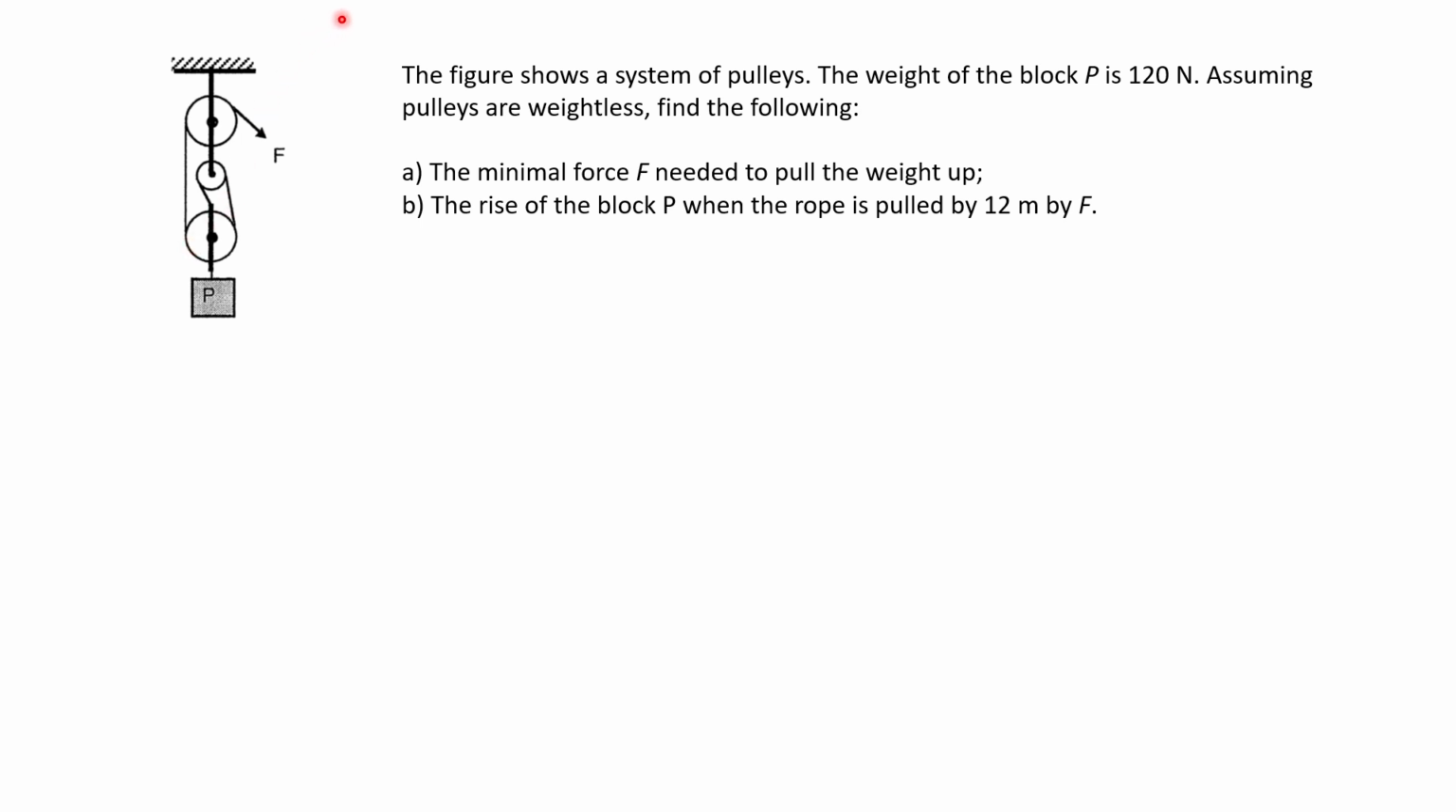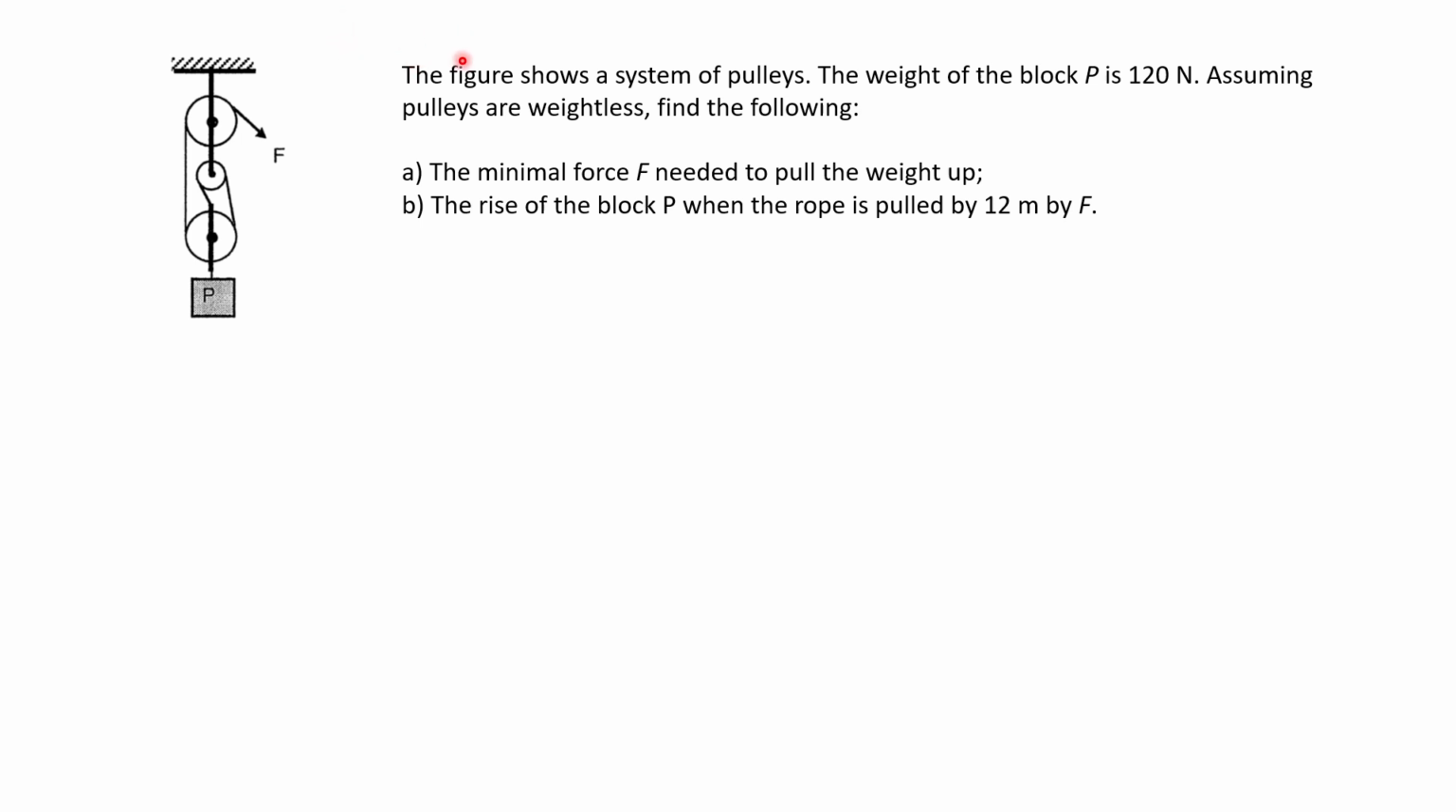The figure shows a system of pulleys. The weight of the block P is 120 newtons. Assuming pulleys are weightless, find the following. A, the minimal force F needed to pull the weight up. B, the rise of the block P when the rope is pulled by 12 meters by force F.